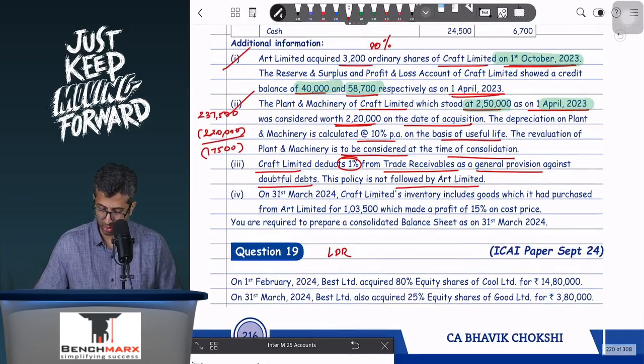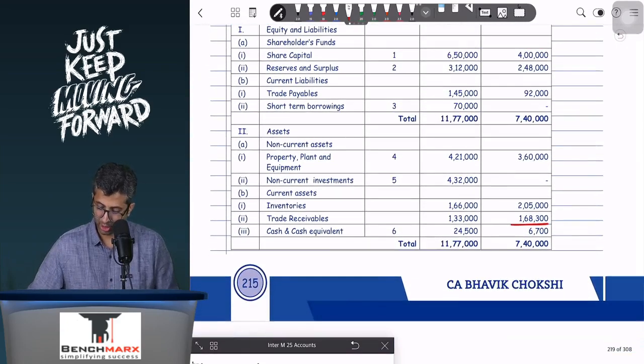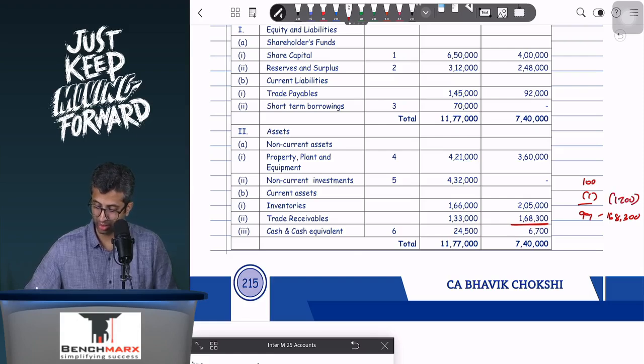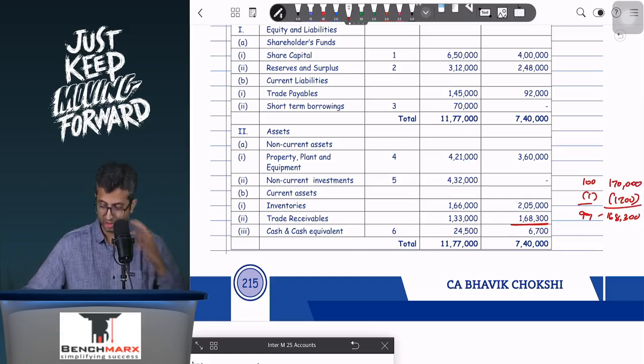What is the general provision? I think 1%. So can I say if 100 minus 1 will be 99, then 99 is 1,68,300. So 1,68,300 divided by 99 into 1 comes to 1,700 and the upper figure is 1,70,000. So I will have to revise over here and reverse the provision. We assume that the provision would have been created during the year.